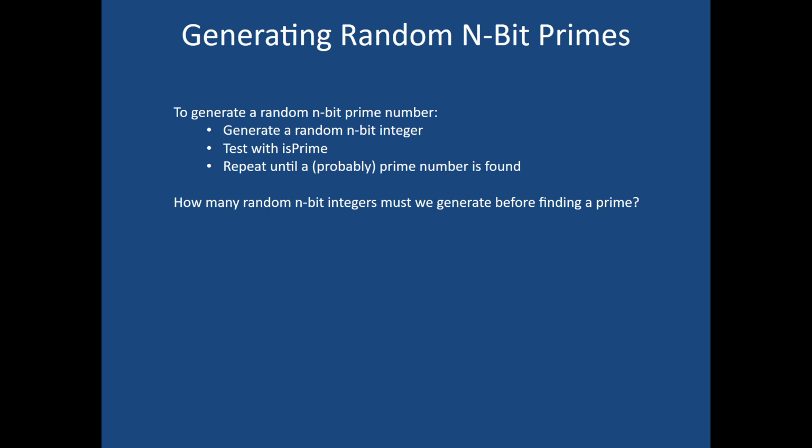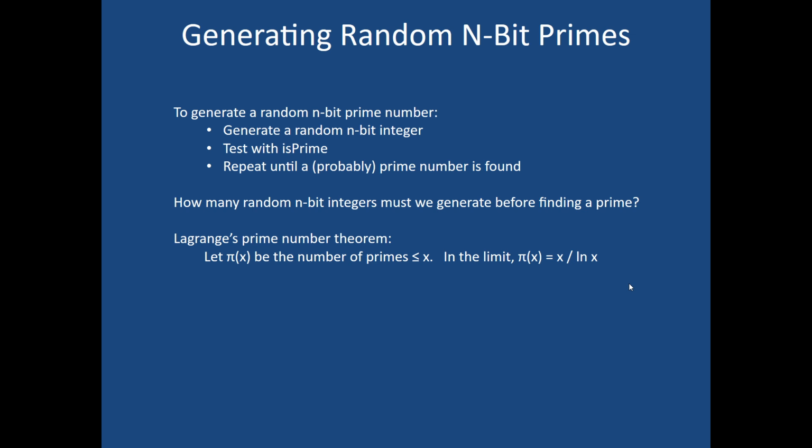Now here's a theorem that always just blows me away to look at. I don't know how anyone could imagine this, let alone prove it, but Lagrange's prime number theorem. Let pi of x be the number of primes less than or equal to x. So what would pi of 10 be? 4. 2, 3, 5, and 7 are the only prime numbers less than 10. So pi of 10 is 4. Pi of 100 is, who knows, 15 or 20 or something. But anyway, in the limit, as x goes to infinity, pi of x goes to x over the natural log of x.